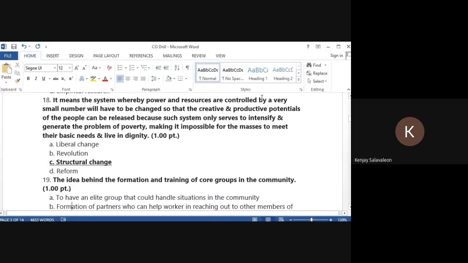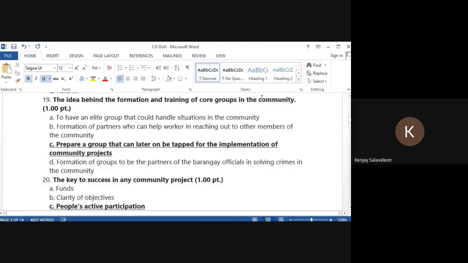Okay. 19. The idea behind the formation and training of core groups in the community is to have an elite group that could handle the situation in the community. Again, the core principle of community organizing is democracy. Pag sinasabi nating democracy, it is ruled by many. It is ruled by the majority. So when you form a group that is run by the elite, that is not democracy at all. Letter B, formation of partners who can help workers in reaching out to other members of the community.